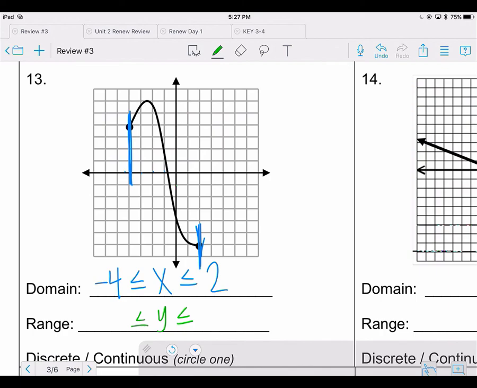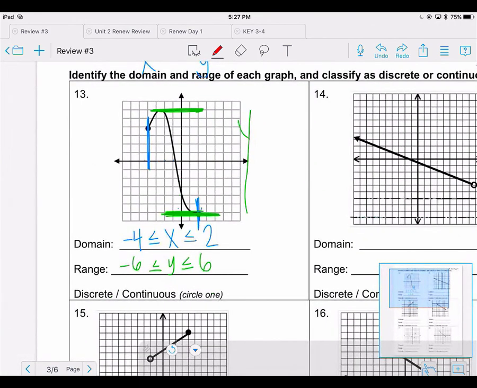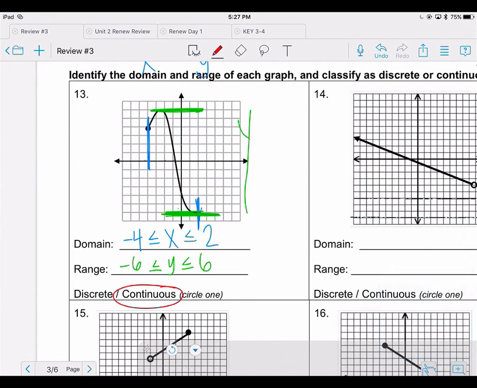And my lowest y, 1, 2, 3, 4, 5, 6. So I go all the way down here to -6. So bottom to top. Go all the way down to -6. Come all the way up to 6. So my y's take up all of this space. And then my x's take up left to right. Now this would be a continuous graph because the line continues.